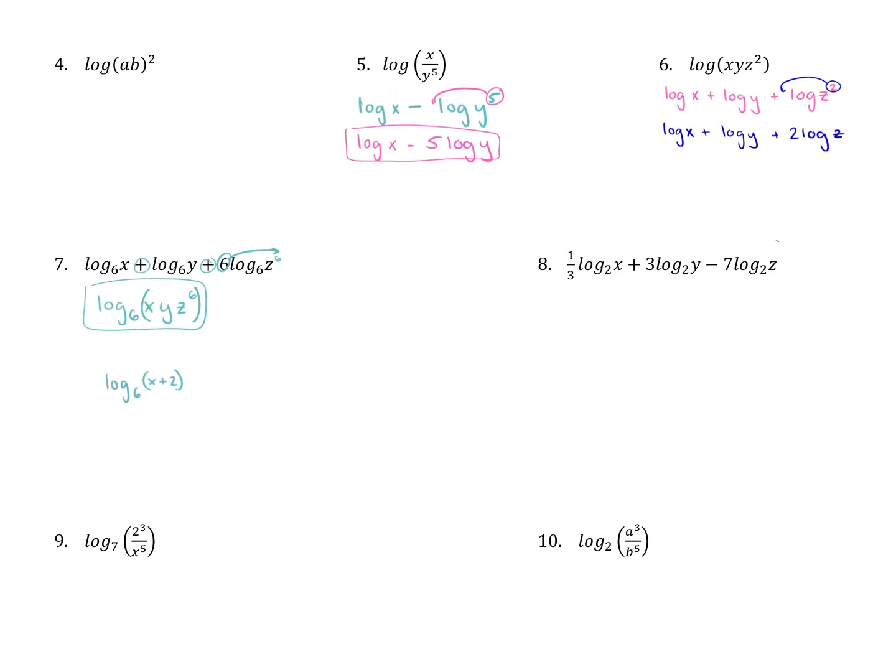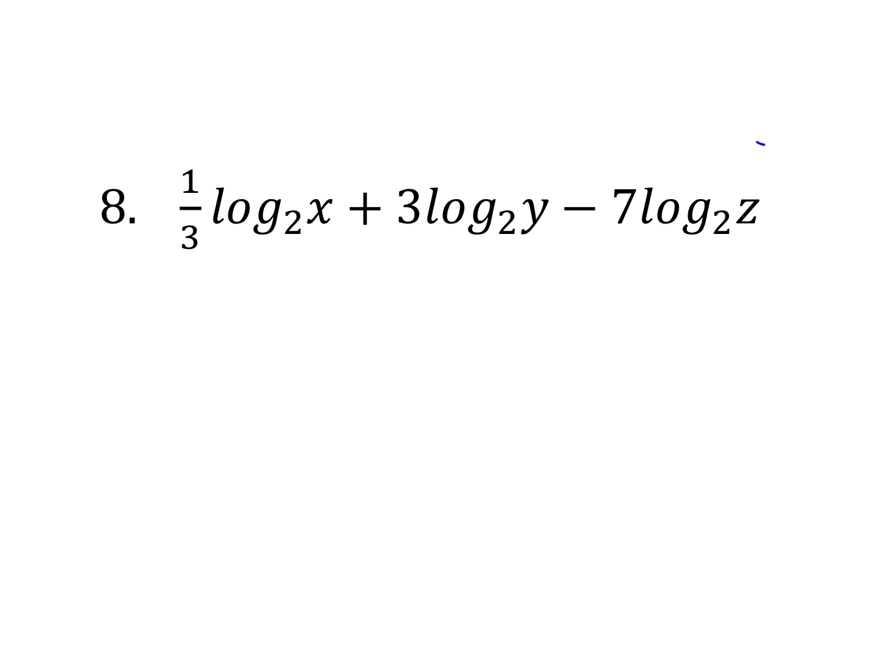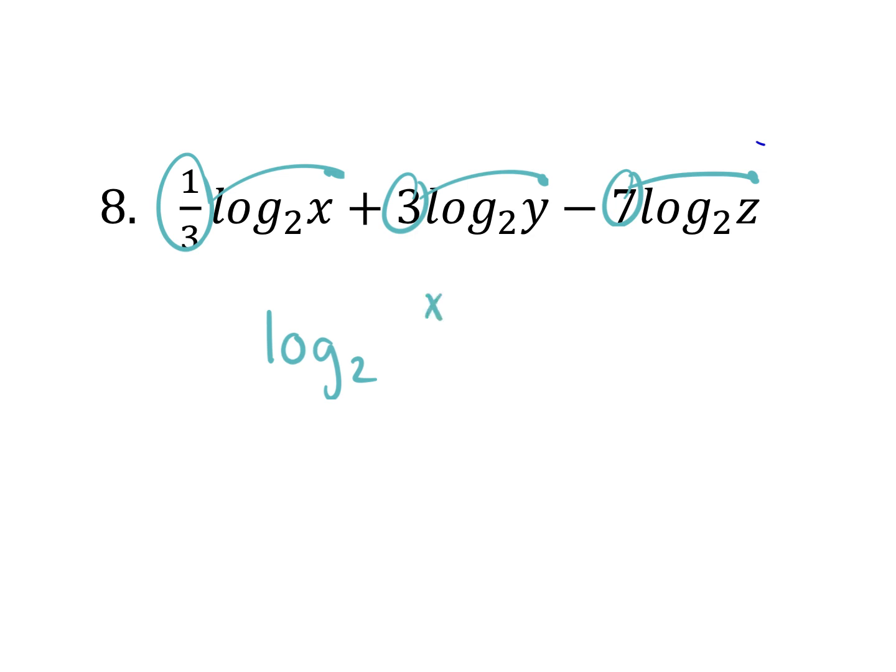All right, let's do 8. So any coefficient that we have is going to go up top. And then when we add, we multiply. When we subtract, we're going to divide. So anything that's negative is going to go in the bottom of our fraction. So here we have log base 2 of x to the 1/3 power times y to the 3rd power over z to the 7th power.